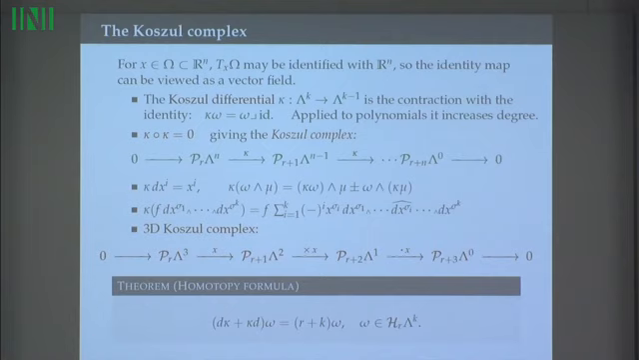K squared is 0. Why is k squared 0? Similar argument to that one. Just swap. Easier. It's contracting the same vector twice. You contract the same vector twice, so you stick x in the first slot, you stick x in the second slot, you had an alternating form, it must be 0.